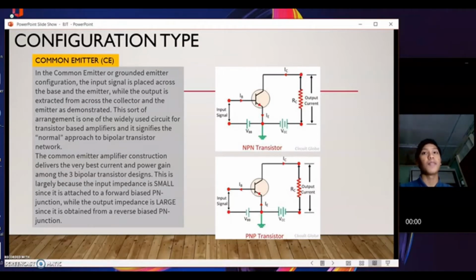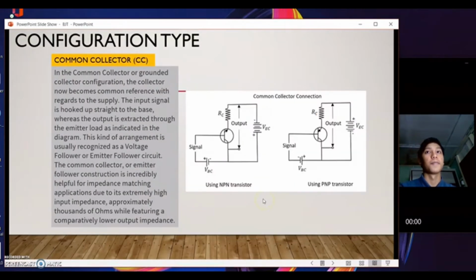The common emitter amplifier construction delivers the very best current and power gain among the three bipolar transistor designs. This is largely because the input impedance is small, since it is attached to a forward biased PN junction, while the output impedance is large since it is obtained from a reverse biased PN junction. So this is an NPN transistor and this is a PNP transistor.